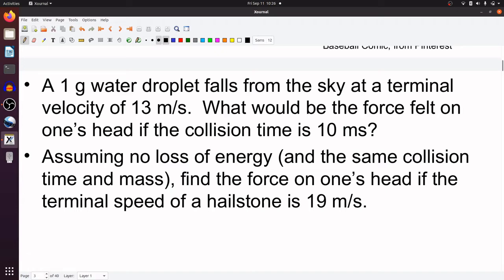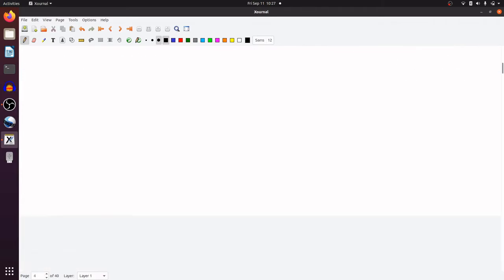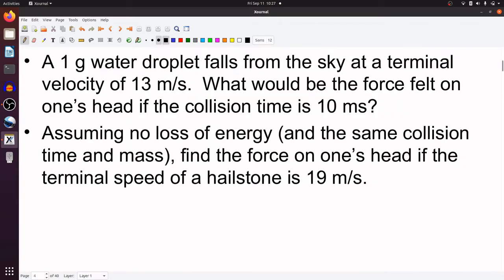It falls in the sky, and the terminal velocity of the raindrop is around 13 meters a second, meaning at that point the lift or drag force from the air is equal at least to the weight, and the object no longer accelerates. It still falls, but it falls with a constant speed. So basically, what would be the force felt on one's head if the collision time is 10 milliseconds? So did I give myself an extra page? I did not, but I can work with this.